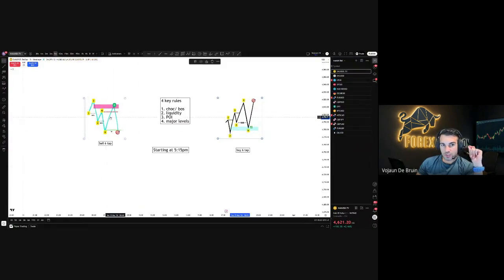So these are the two setups. This is what it looks like. Take a screenshot, take a picture, do something, because I need you to imprint these patterns in your mind. The bullish one is always easier to spot and easier to trade. Bearish is a little bit more difficult because it's counter trend.